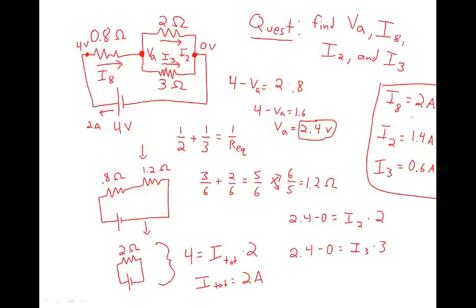Real quick common sense check. I've got my current, I8, coming out of this battery: 2 amps goes through this resistor, and then it splits up. There is such a thing as conservation of charge. If I've got so much charge coming in, I need that amount of charge coming out. So if 2 amps splits up into I2 and I3, I2 and I3 should add to be 2. And they do. Everything's fine.